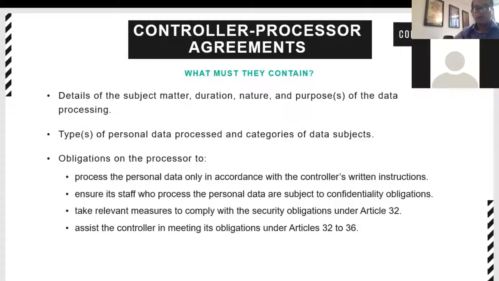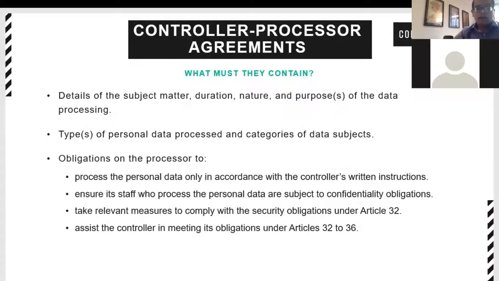So that could include customers, visitors, employees, and so on. And then the clauses also put certain obligations on the processor, to ensure that their processing of the personal data is compliant. So the agreement must contain clauses requiring processors to process the personal data only in accordance with the controller's written instructions, and to let the controller know if the processor has to process the personal data outside of the scope of those instructions due to a legal requirement, and also to inform the controller immediately if the processor thinks that any of the controller's instructions infringe the GDPR.